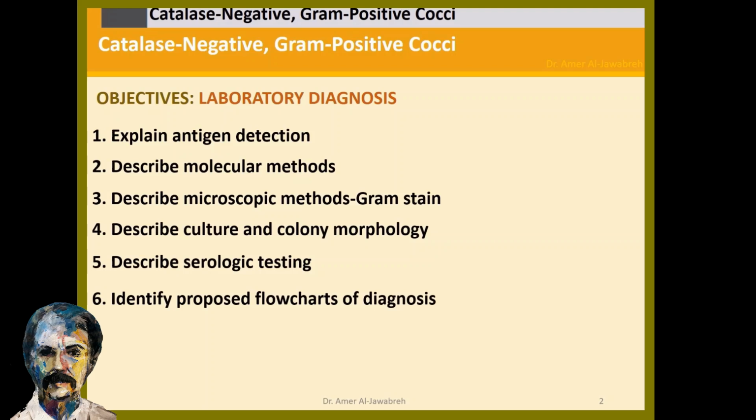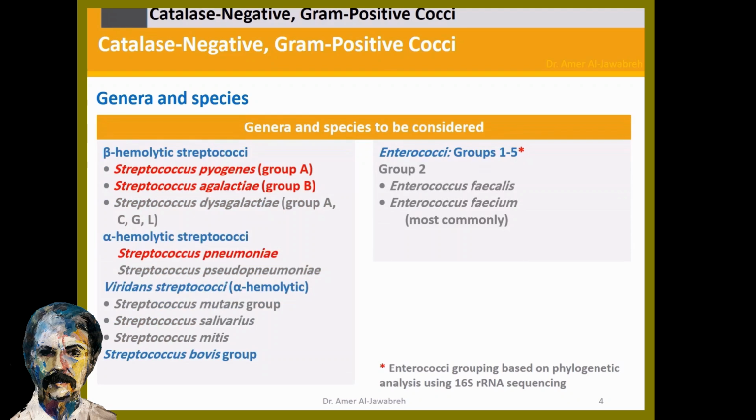Identify proposed flowcharts for diagnosis. Here we continue the flowchart which we started in staph. You remember in the staph flowchart, we talked about gram stain, catalase, and so on. Here we will continue all this in this part. Again, this is what I showed you in part A.